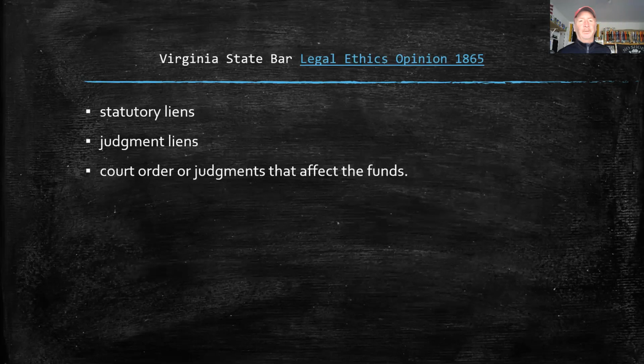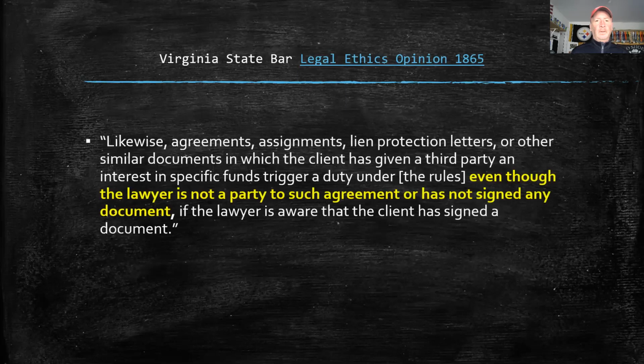Here are some examples of instruments or triggers under the rule: liens, court orders directed at the funds. The Virginia State Bar also reminds that the lawyer doesn't have to be a party to, for instance, an assignment or a lien or a letter of protection, but if the lawyer is aware that the client is a party to one, that might be sufficient to trigger lawyer's duties under the rule.